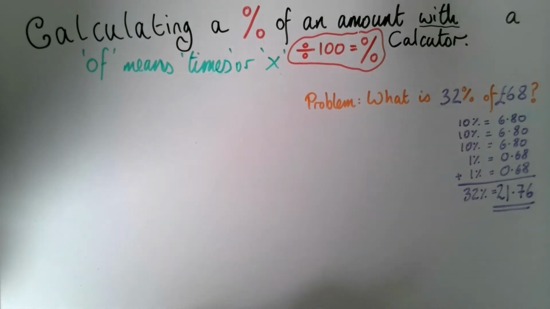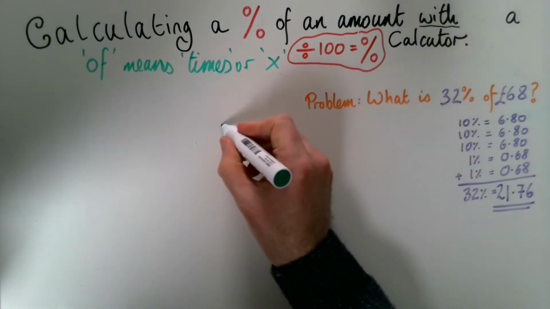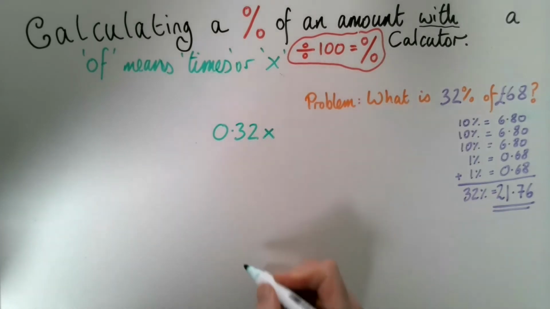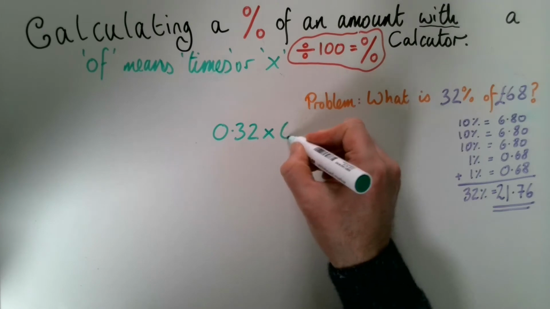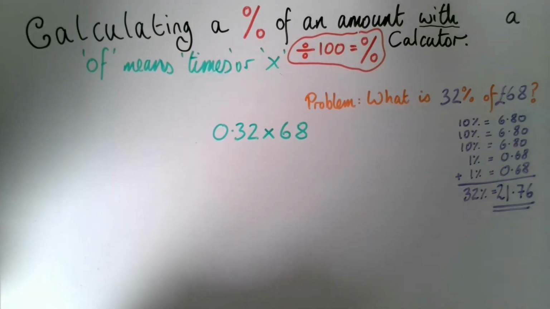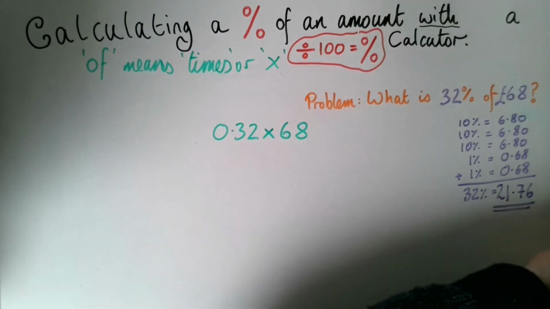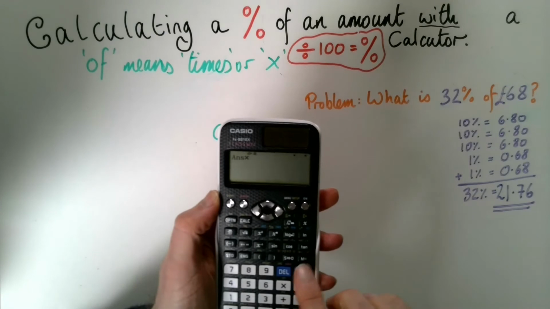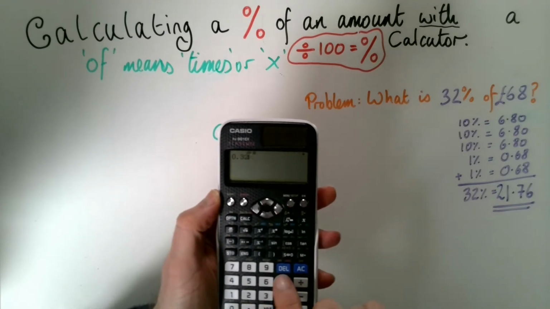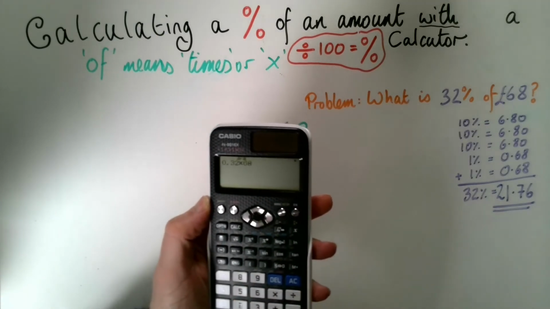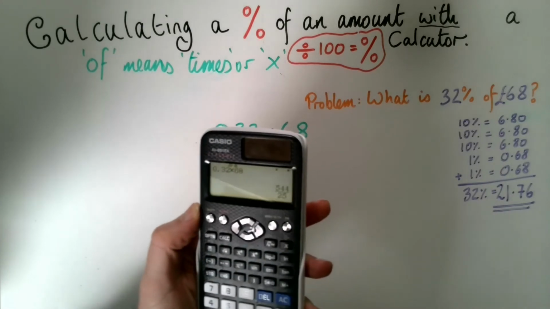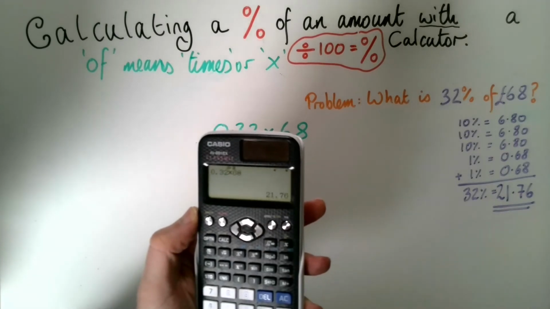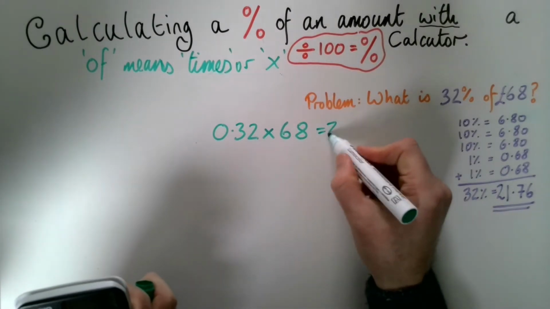So if I was to take 32% and say that was 0.32, and say I want 32% of 68, if I put 0.32 times 68 into my calculator, I should get, let's go for 0.32 times 68. Does it give me, oh, I have to press S to D on this calculator, 21.76, which is the right answer.